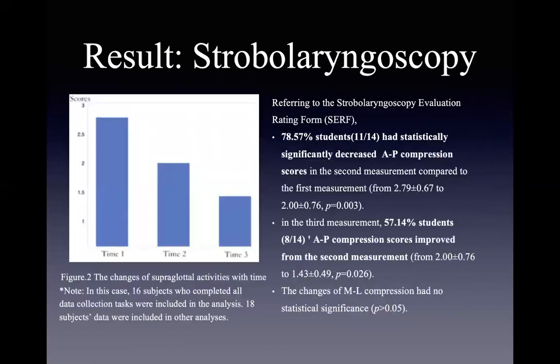So for the results from strobolaryngoscopy, we notice a decreasing trend of AP scores over time with statistical significance. However, the changes of ML compression had no statistical significance. And a note to add here, the data we included and analyzed were from 16 out of 18 subjects, because the rest 2 had some missing data in strobolaryngoscopy. But for the other analysis, all subjects' data were included.